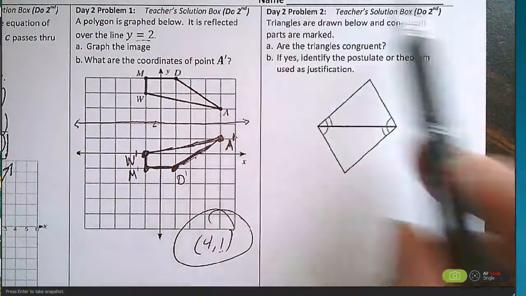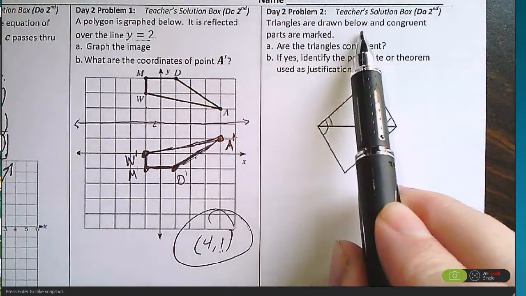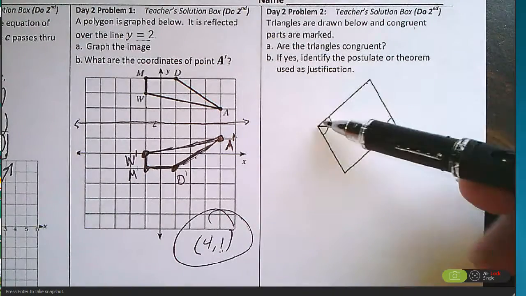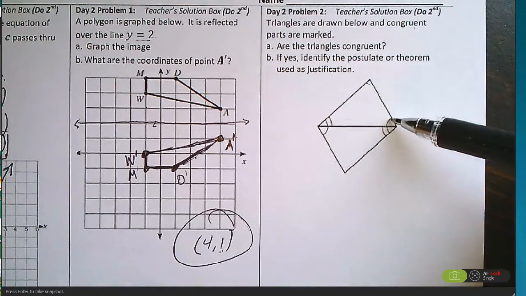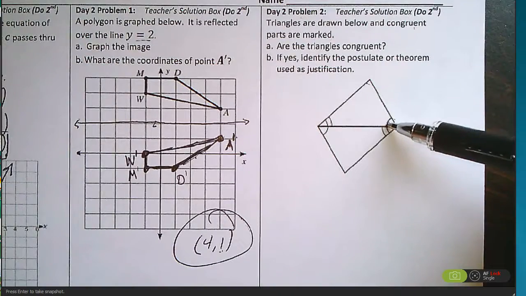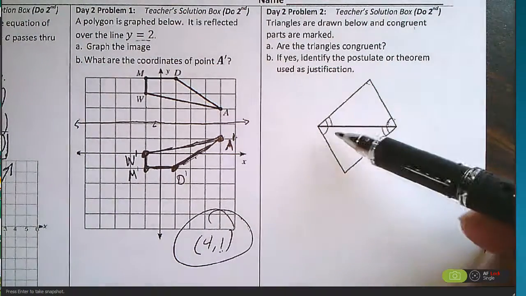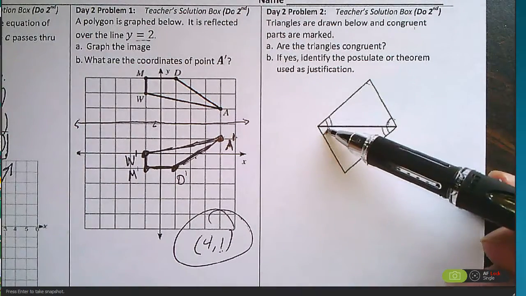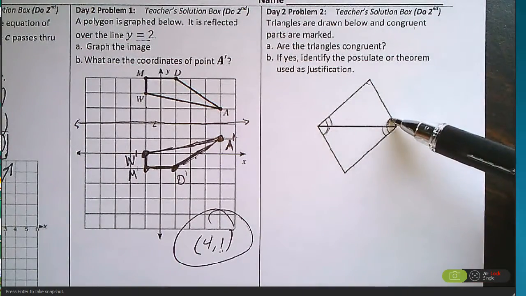Now day 2, problem 2. Triangles are drawn below and congruent parts are marked. So here we have the top triangle. Notice that this angle has a little loop in it. In the bottom triangle there is an angle that has that same style loop. That indicates that this angle is congruent to this angle.